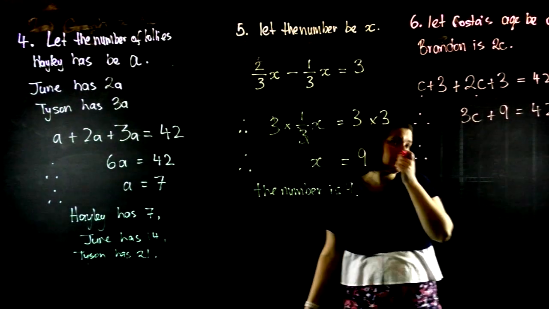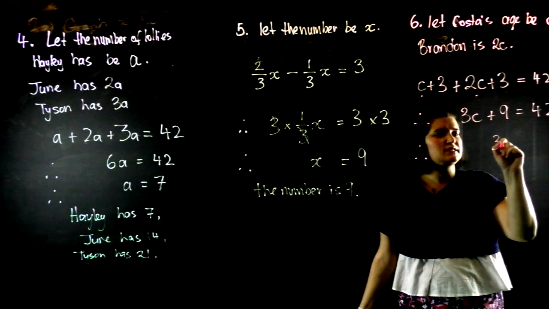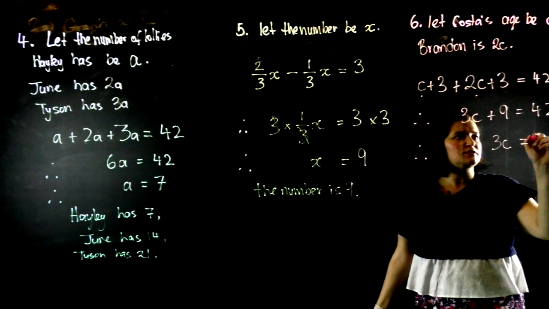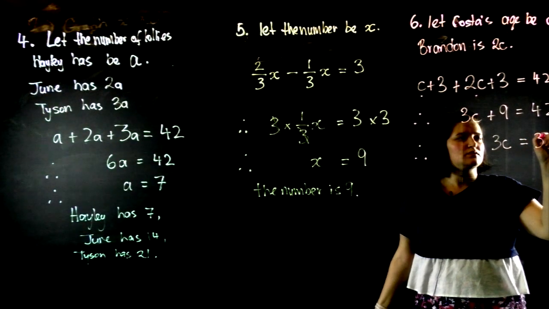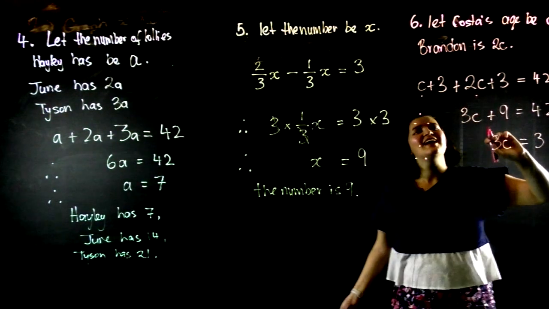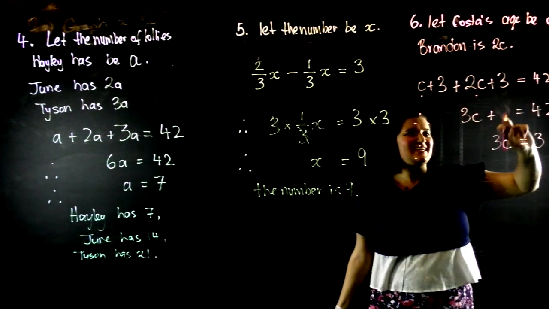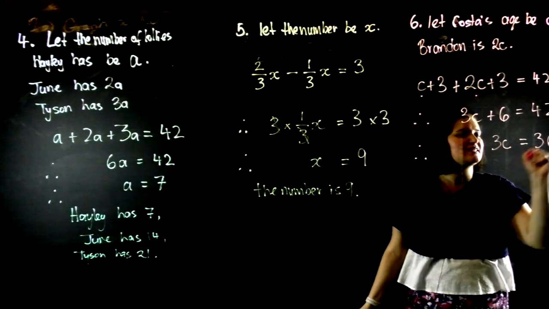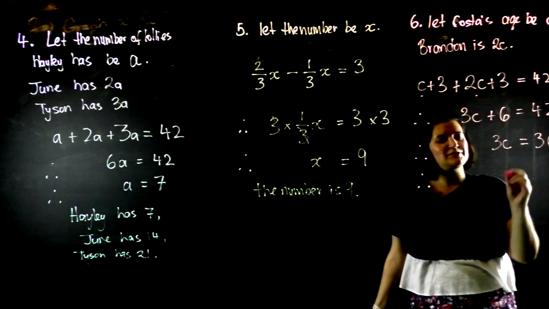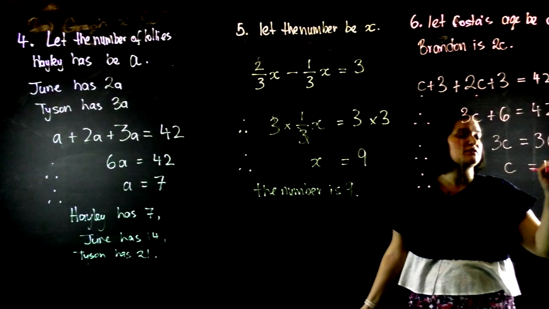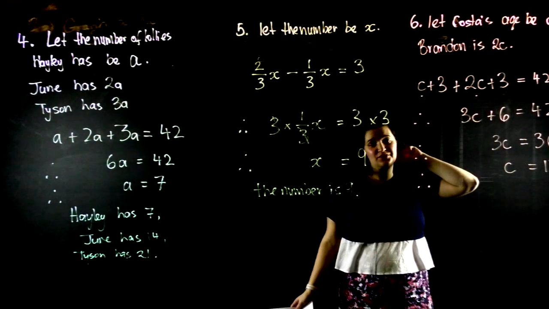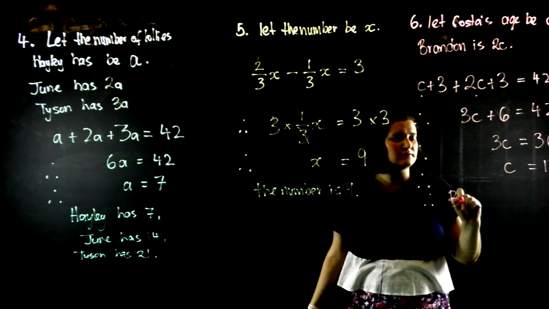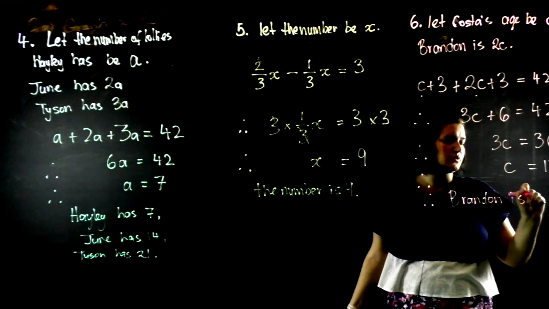Therefore, 3C equals, now I'm taking away 9, and I'm getting 33. No, that's wrong. Okay. 3 plus 3 is not 9, that's 6. So now I'm getting 36. Okay, and dividing both sides by 3, I get C equals 12. So interpreting the question, Costa is 12 at the moment. Is that what the question was asking? No, we want to say that Brandon is 24.